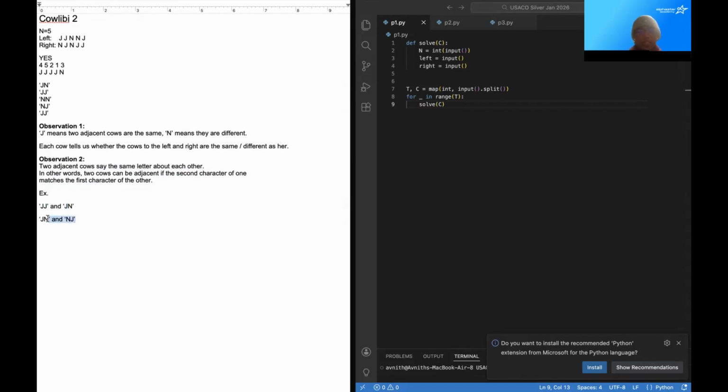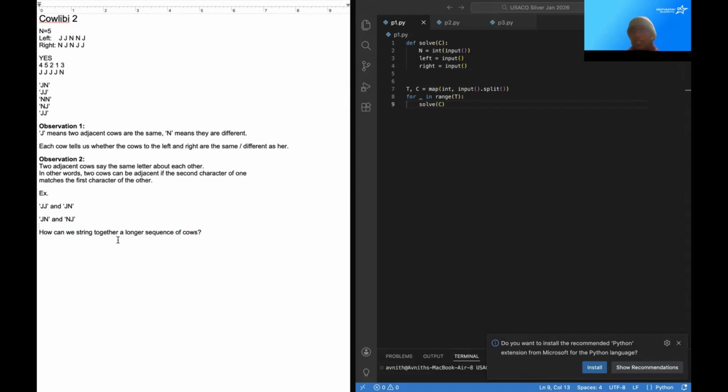And the same thing can be done if the character is N. So this cow says the cow on her right is different, and this cow says the cow on her left is different. And this matches up. So this allows us to string together two cows. And now we can think about how we can string together a longer sequence of cows, right? Since we need eventually all n cows to be in a circle together.